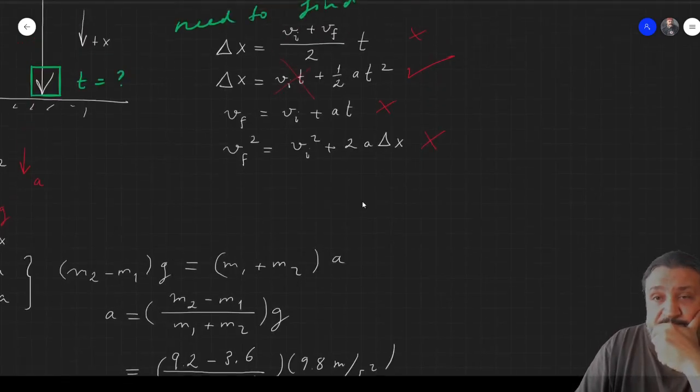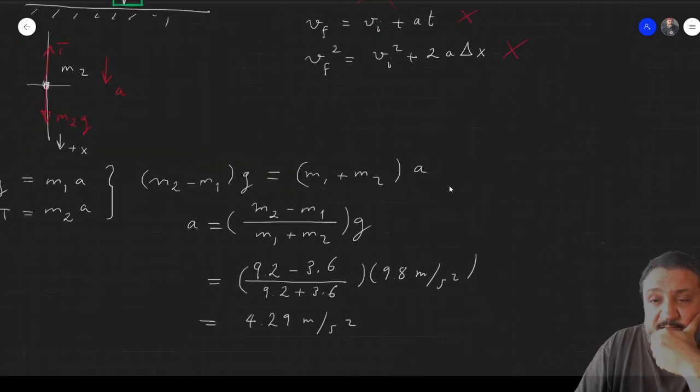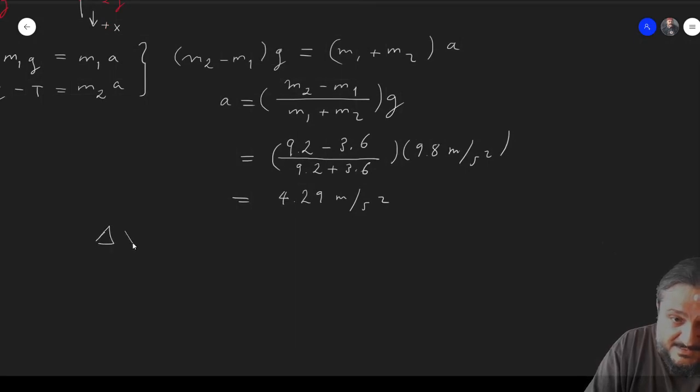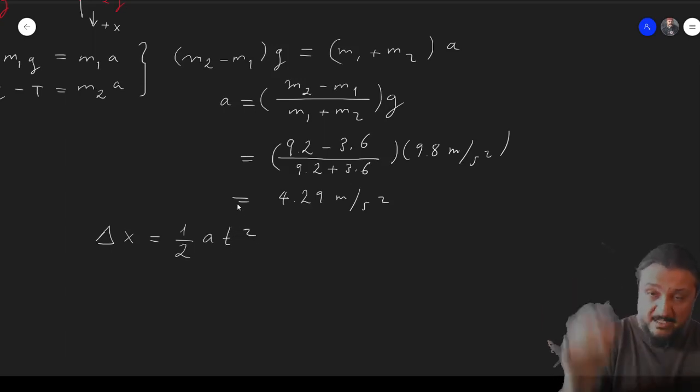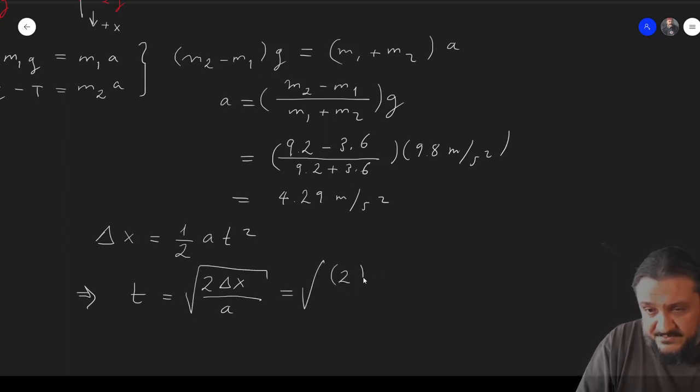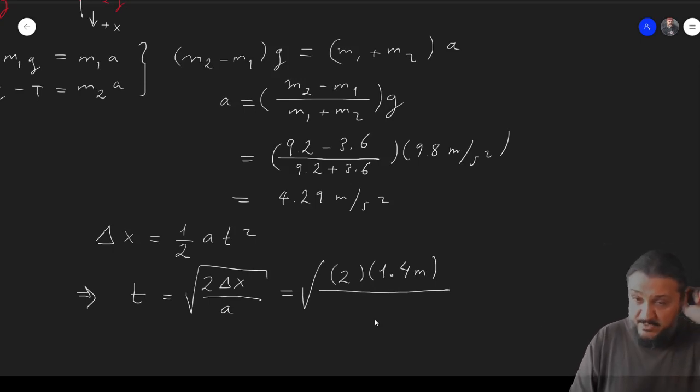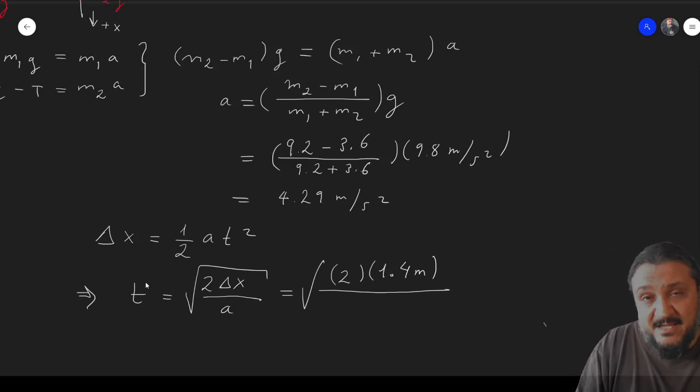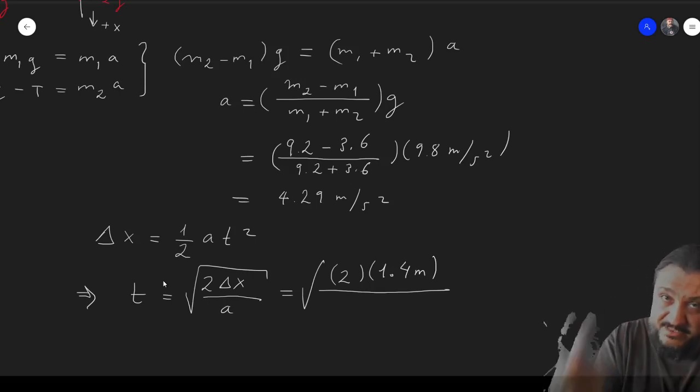Okay, so I take this equation now. Delta x is equal to 1/2 a t squared. I mean, the initial term is gone because it's zero. Therefore, t, if you solve for this, is the square root of 2 times delta x divided by a. So this gives you 2 times, okay, 140 centimeters means 1.4 meters, right? Why do I do that? Because I want to find t in seconds. If I leave it in centimeters, the answer will not be in seconds. The units should be in standard units, MKS, meters, kilograms, seconds.